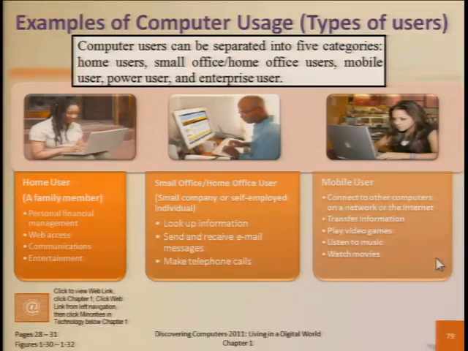Right, next we talk about examples of computer types of user. In fact, we want to talk about the 5 types of computer users. Computer users can be separated into 5 different categories, based on their usage, the way that they use the system, and the hardware that they use. We can classify them into 5 groups here, right? So the first one we have is what?